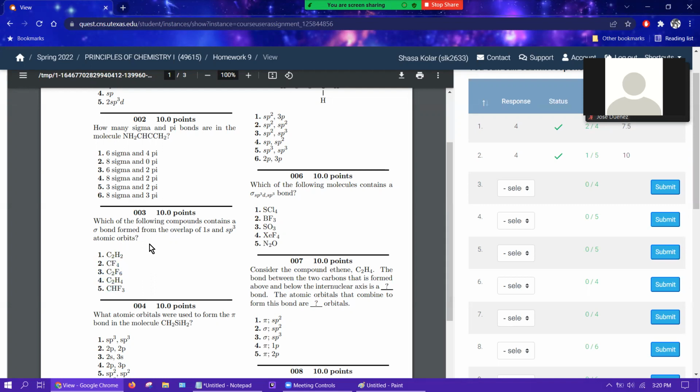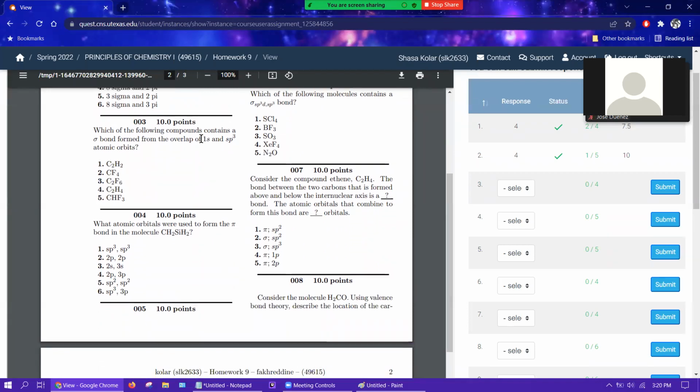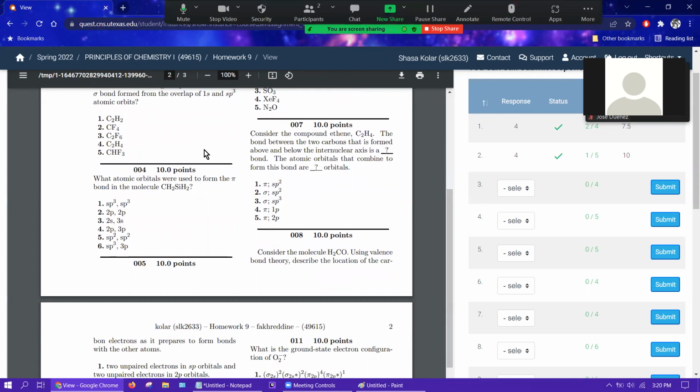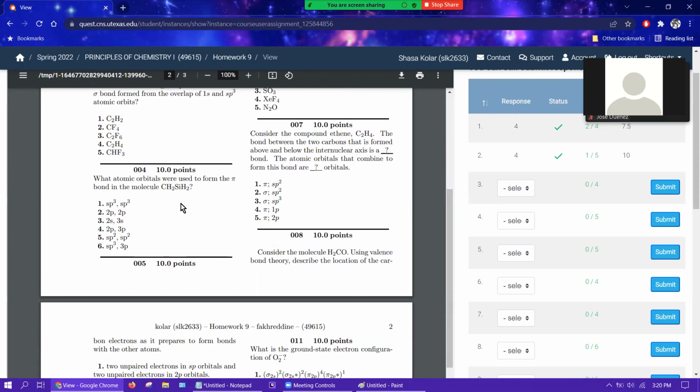But this one's pretty easy. It's pretty easy to understand. You just have to read the instructions really carefully. They'll get you if you don't realize this has to be 1s hybridized, and the atom that it bonds to has to be sp3. I might be going into it a little bit too hard, but that's all right. What atomic orbitals were used to form the pi bond? This one doesn't look too hard. I think I can figure it out.